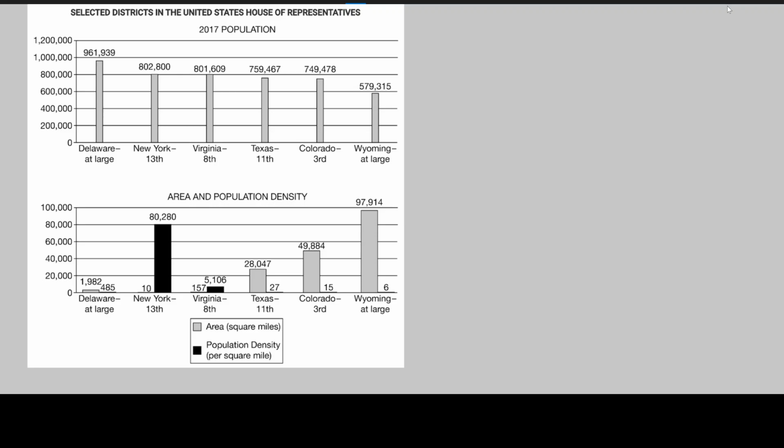Let's get started. So in general, we're looking at these two graphs, and of course we want to read our graphs, our tables, whatever stimuli we have. Here we're looking at these select districts in the United States and the House of Representatives in particular. And it looks like we're looking at the 2017 population and area and population density for those groups.